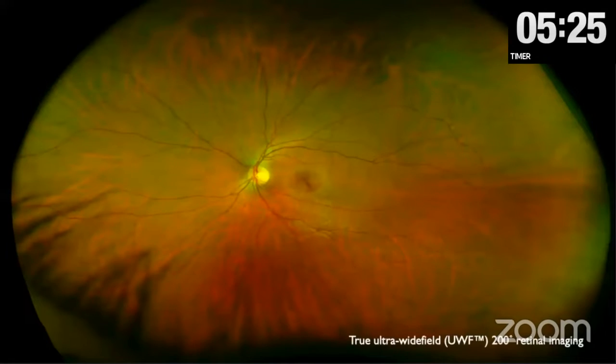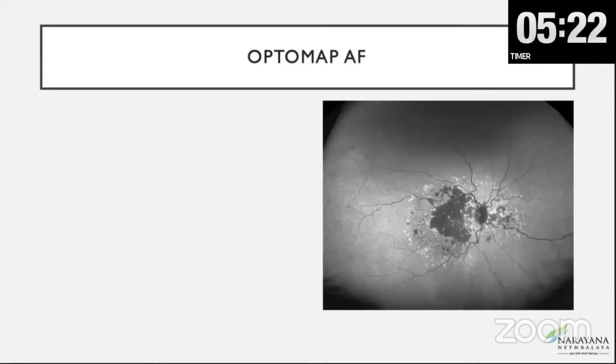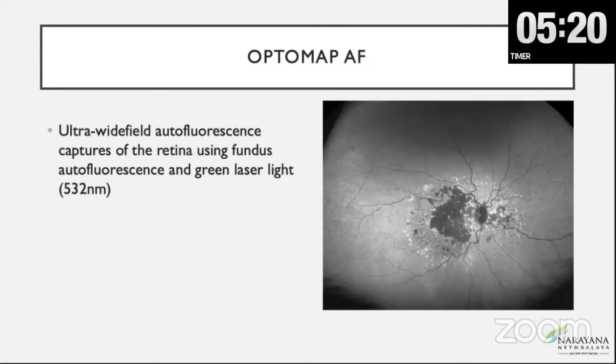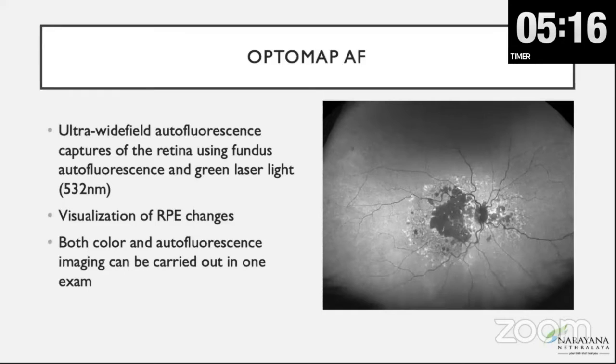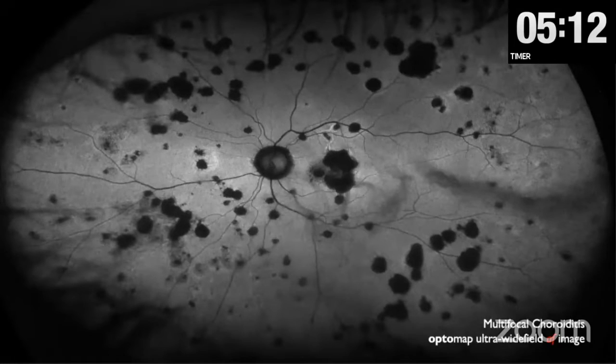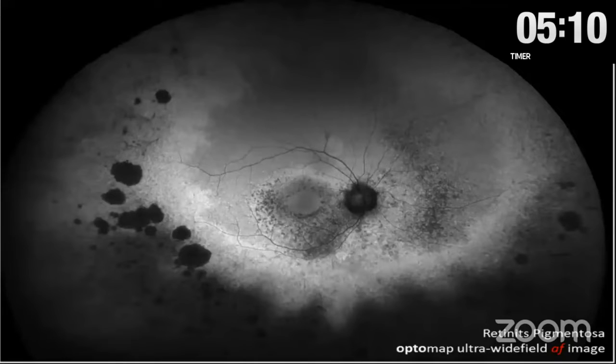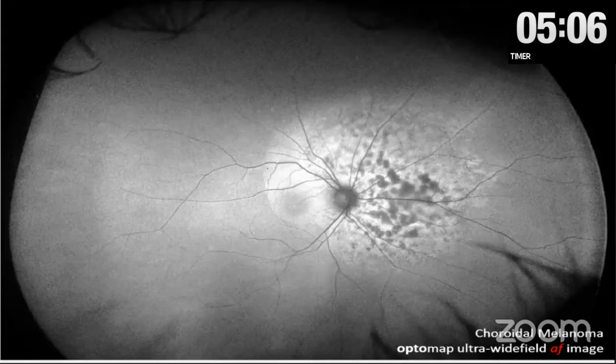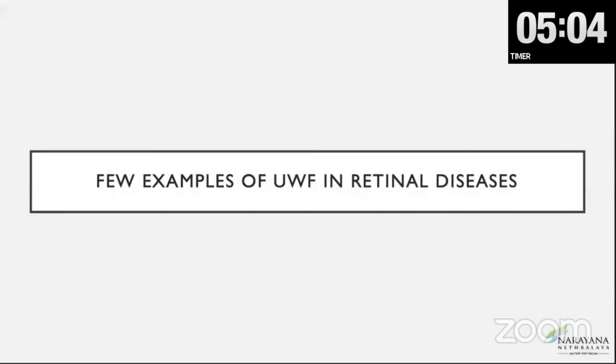So this is how an ultra wide field image looks. It also has FAF, where we can use fundus autofluorescence, and green light laser, and visualization of the RP changes as well. So these are some of the images that have been provided, and they are quite useful in day-to-day practice, especially when you're looking at the peripheral retina. This is a picture of a choroidal melanoma.